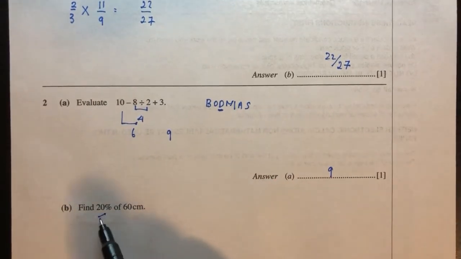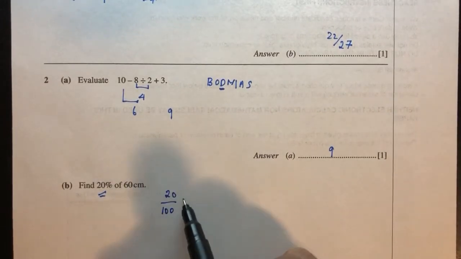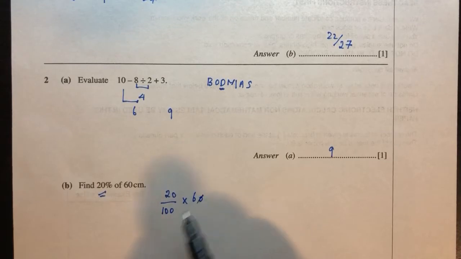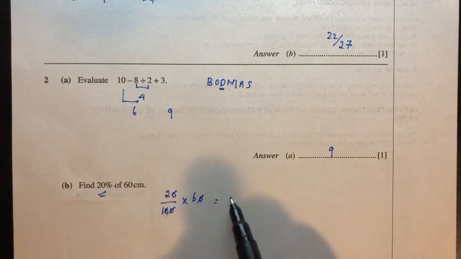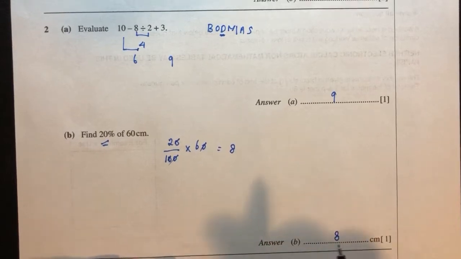Now find 20% of 60. So 20% of 60 will be 8. So your answer is 8 centimeters for part B.